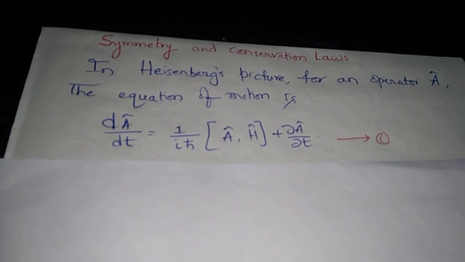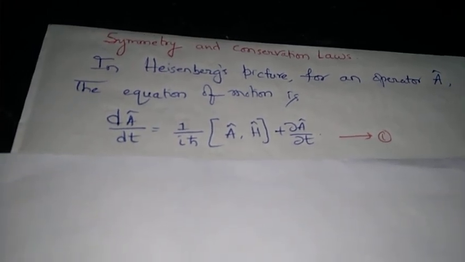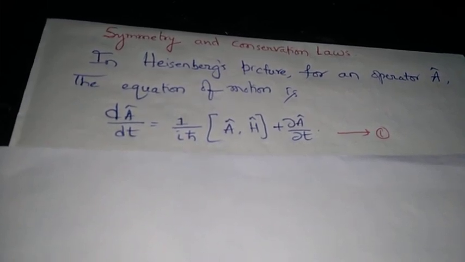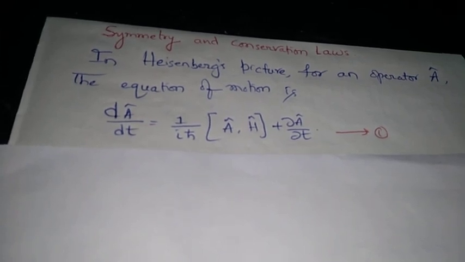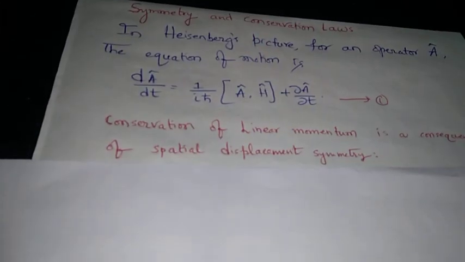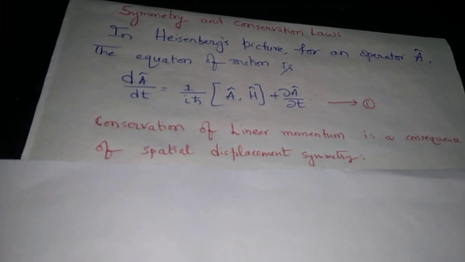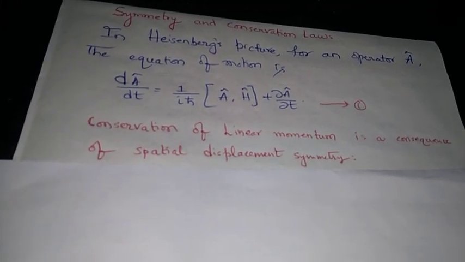The topic of the video is symmetry and conservation laws. In the Heisenberg picture, for an operator A, the equation of motion is dA/dt equals 1 over iħ times the commutator of A with H, plus ∂A/∂t, as equation number 1.